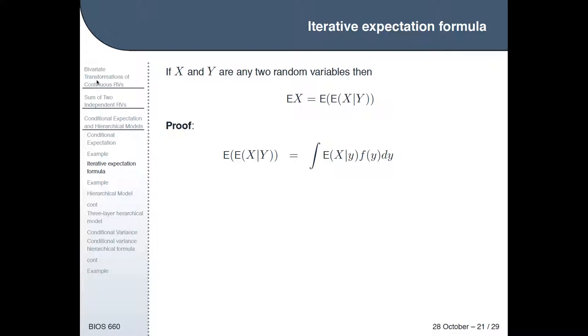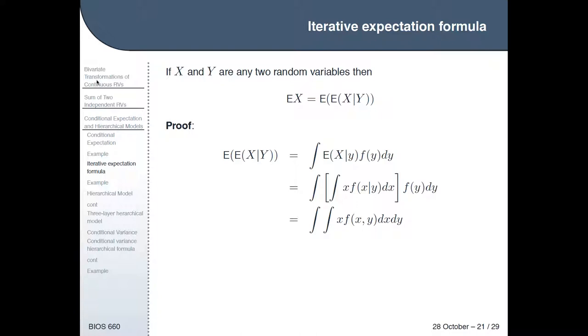The expected value of x given y is, of course, a random variable, as I said before. So now we take the value of that random variable times the density function of y, and integrate with respect to y. Well, how is that conditional expectation defined? The definition of that conditional expectation is that it's the integral of x times the conditional density of x given y, evaluated at x.